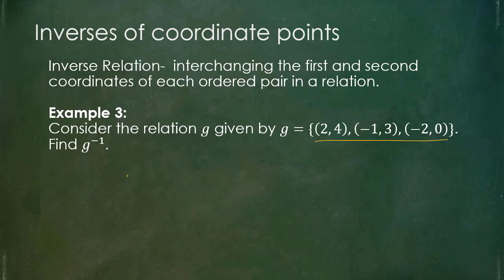the inverse function, or g inverse, would be equal to the set of points where my x's and y's just swap. So 2, 4 is now going to be 4, 2.